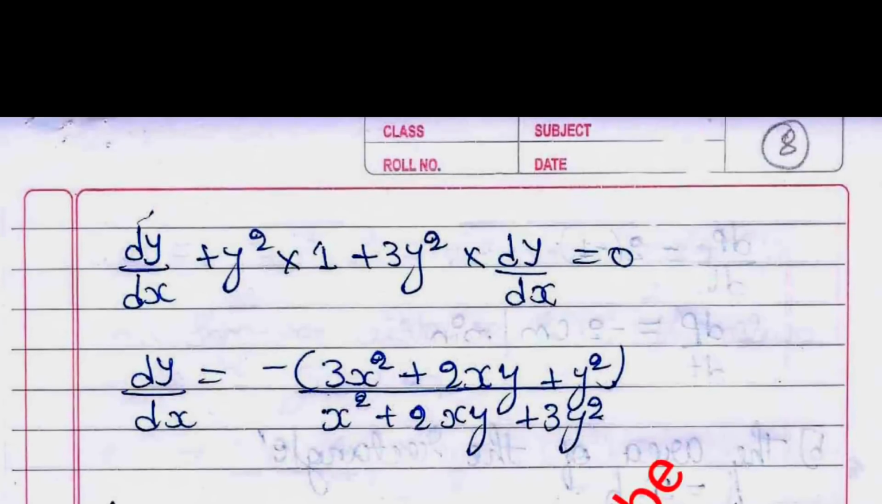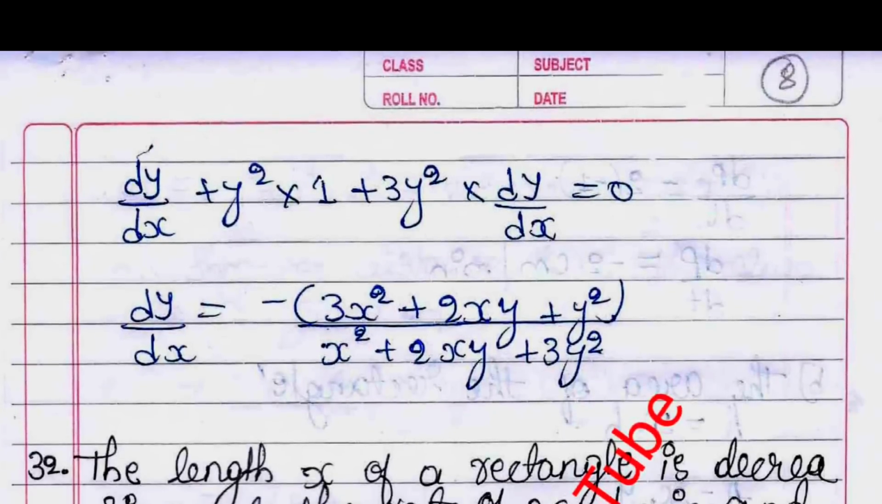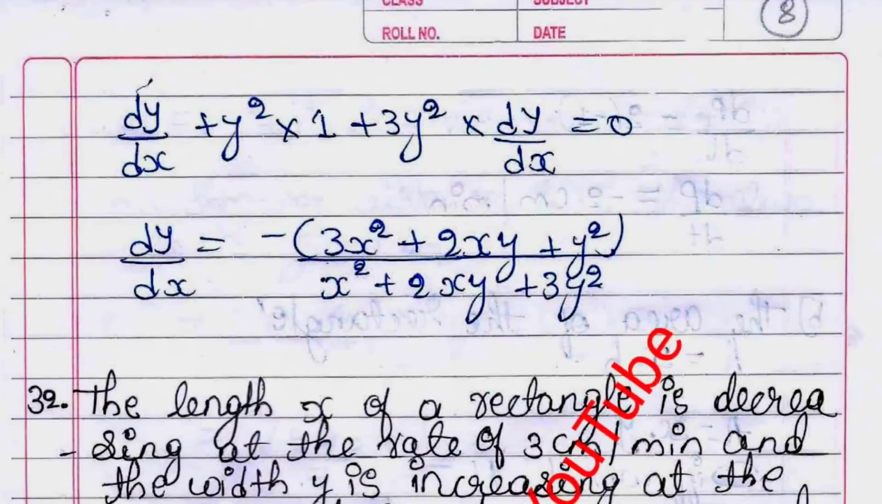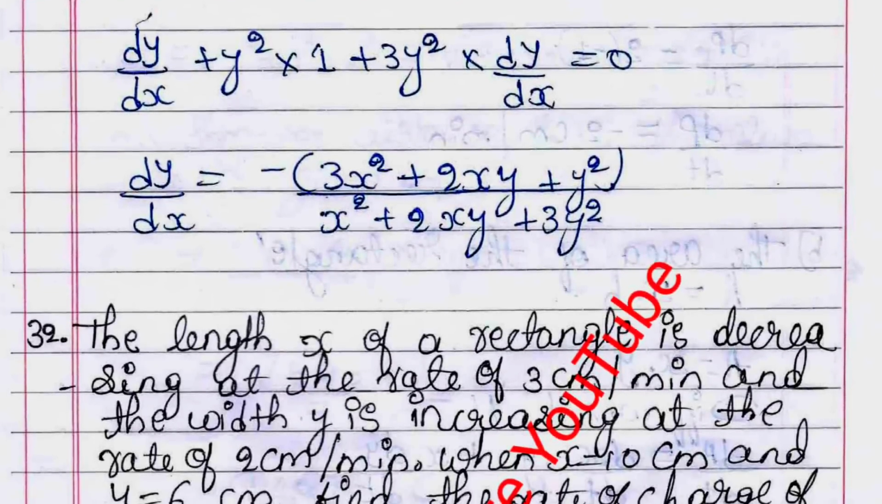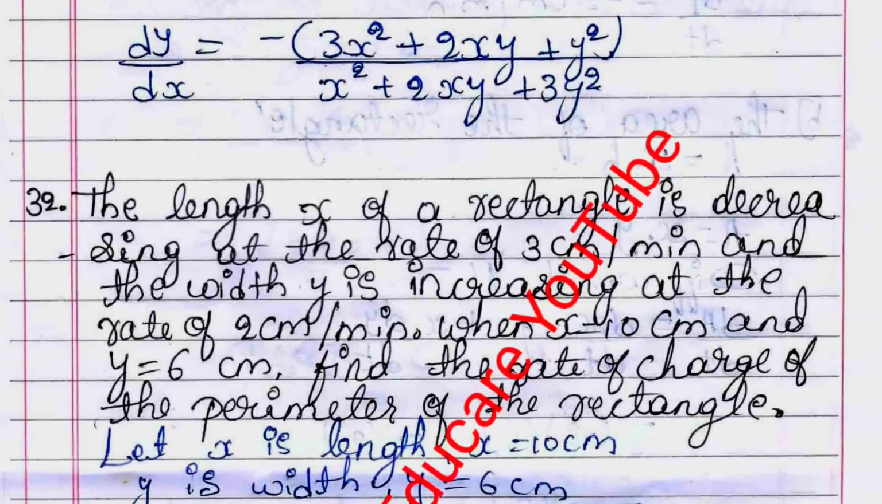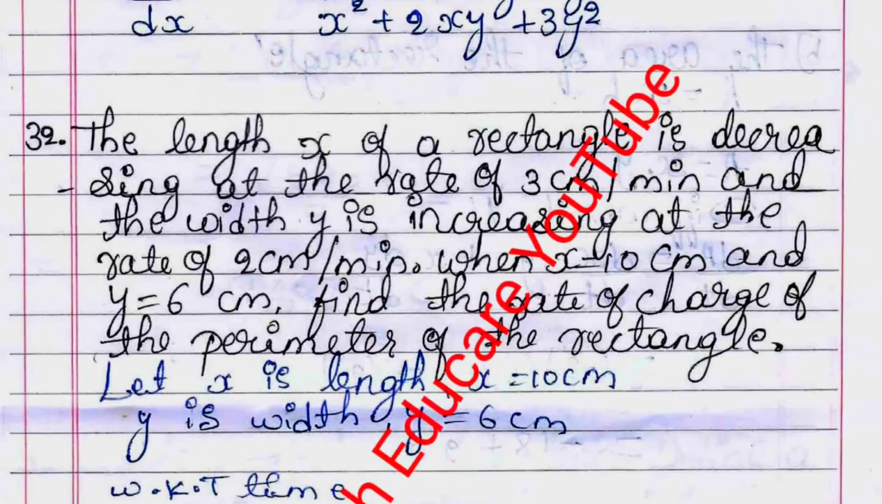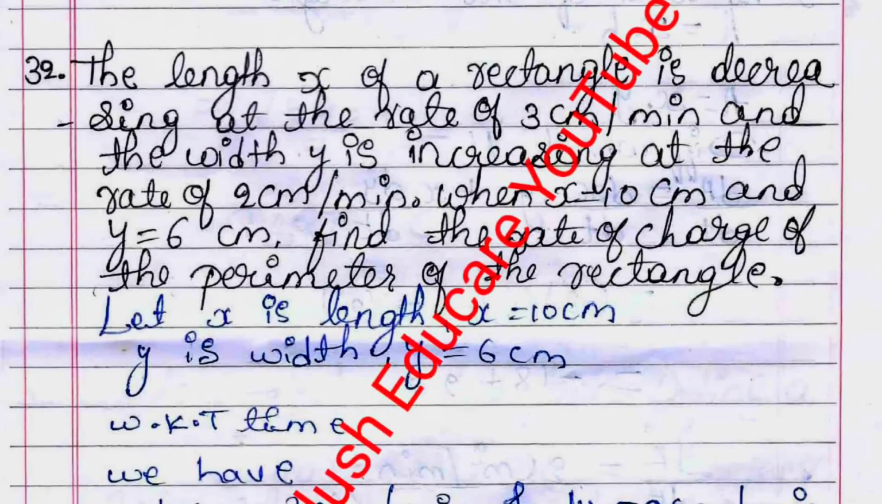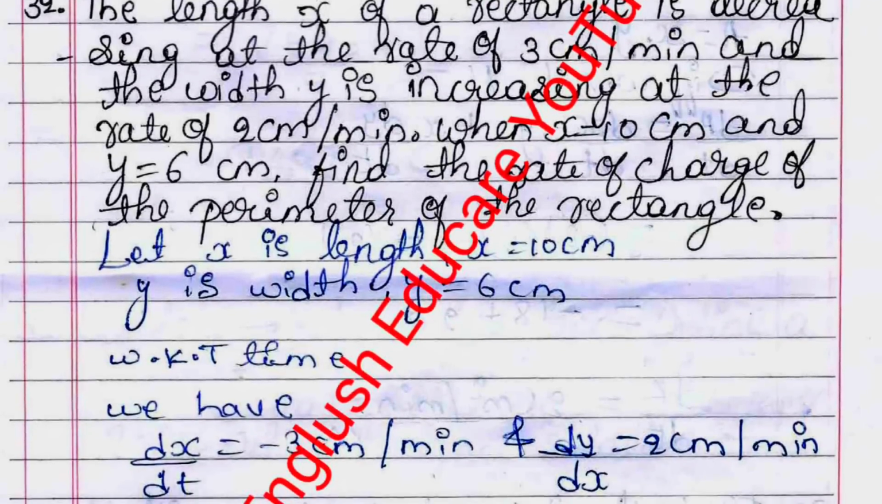The length x of a rectangle is decreasing at the rate of 3 cm per minute, and the width y is increasing at the rate of 2 cm per minute. When x = 10 cm and y = 6 cm, find the rate of change of the perimeter of the rectangle, and the answer is below.